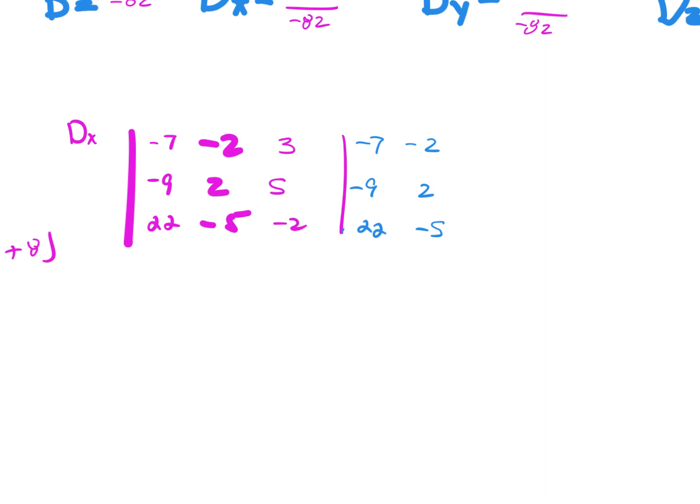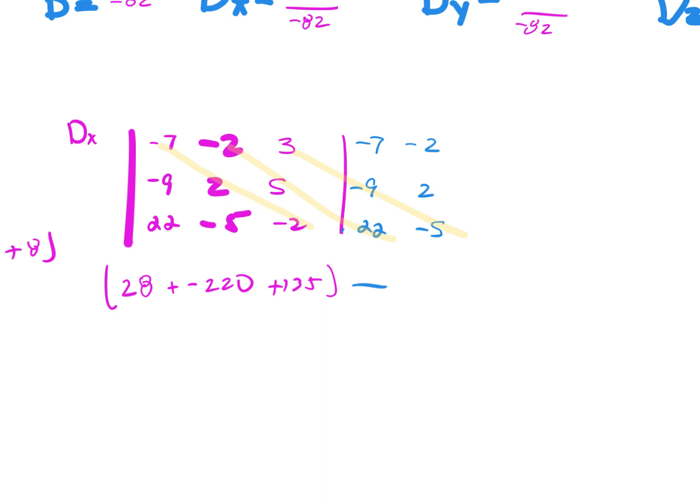And then I'm going to take my 3 majors, so here, here, and here, multiply, and then combine. So negative 7 times 2 times negative 4 is going to give me positive 28. Negative 2 times 5 is negative 10, times 22 is going to give me plus a negative 220. And then 3 times negative 5 and negative 9 gives me plus 135. And then I have minus, I'm going to take my minors.